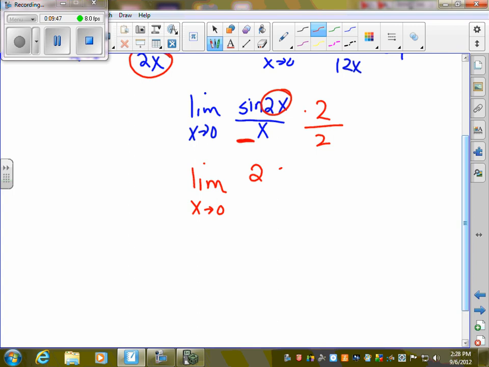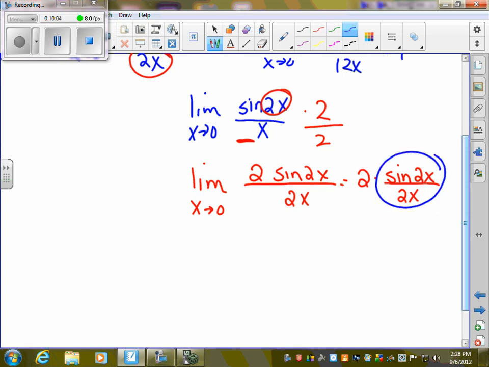That's going to give me 2 sine of 2x over 2x. But think of that as 2 times sine of 2x over 2x. But then if I do the limit, that's my special one. We said that that's going to equal 1. The limit of 2 is just 2. So I get 2 times 1. That's approaching 1. So that makes the answer 2.